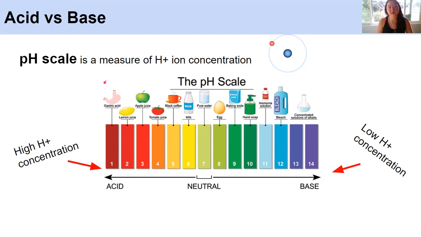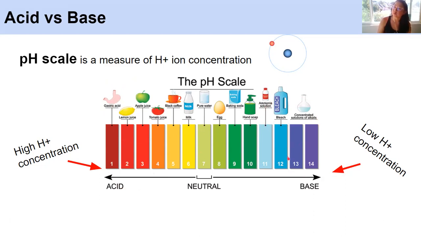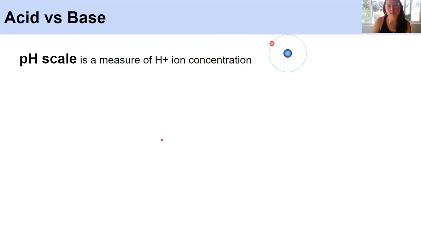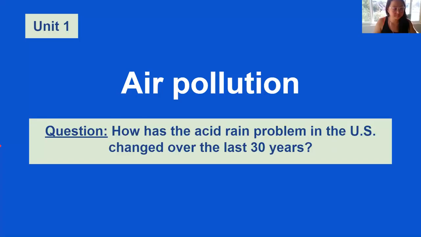Okay, so that's the pH scale. You have lemon juice over here where it's really acidic, and then you have hand soap and ammonia and bleach over here where it is more basic. All right, so with that in mind, and of course, if you were wondering about this map, see how the red is more acidic because the number is smaller on the pH scale, while the green has a higher number, which means it is less acidic. So hopefully that makes sense a little bit.